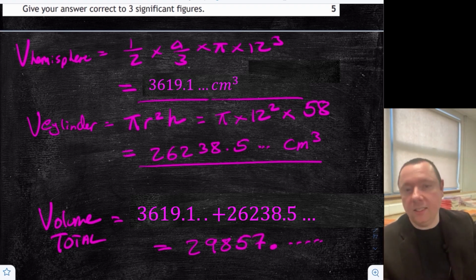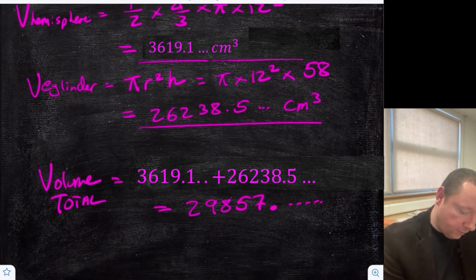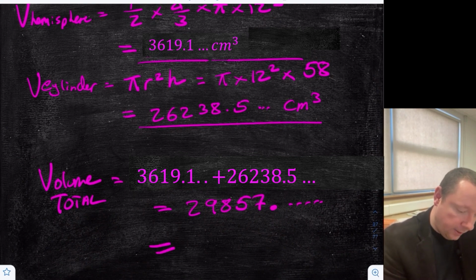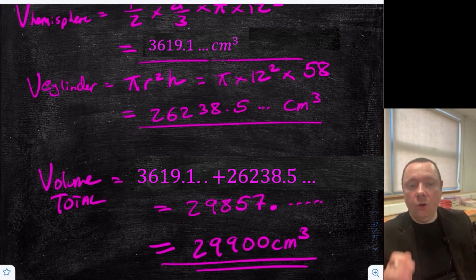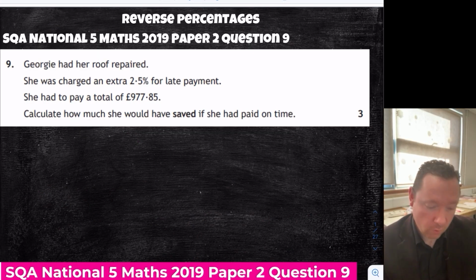Who cares? 0.6 and a bunch of other stuff, because we're going to round it now to 3 significant figures. So 3 significant figures, 1, 2, 3. We need to round here, so it's 29900. 29900 centimeters cubed. Make sure you write down your units. Identities, National 5 Maths 2019, Paper 2, Question 9.